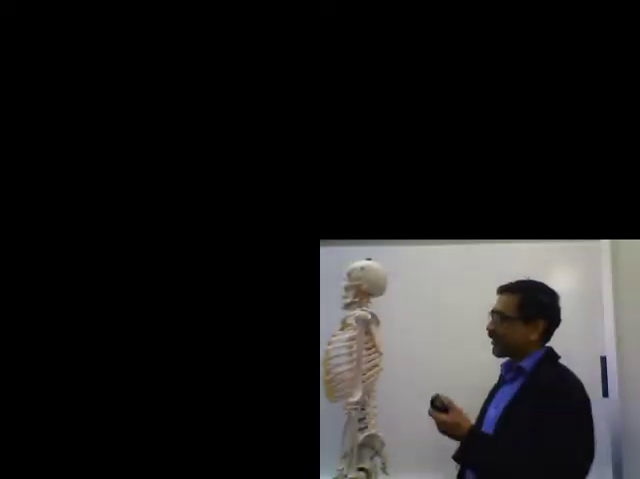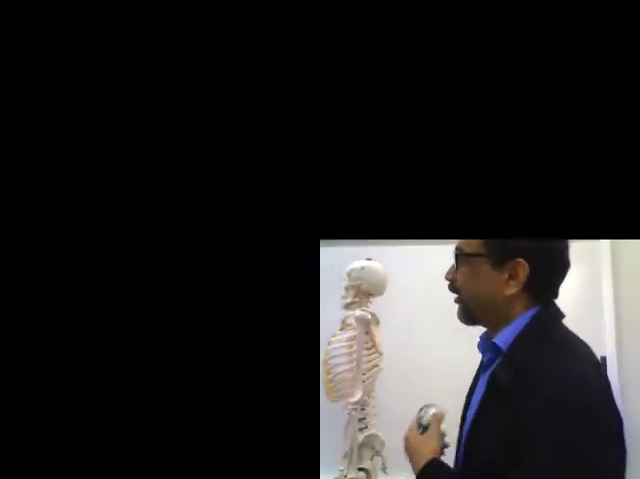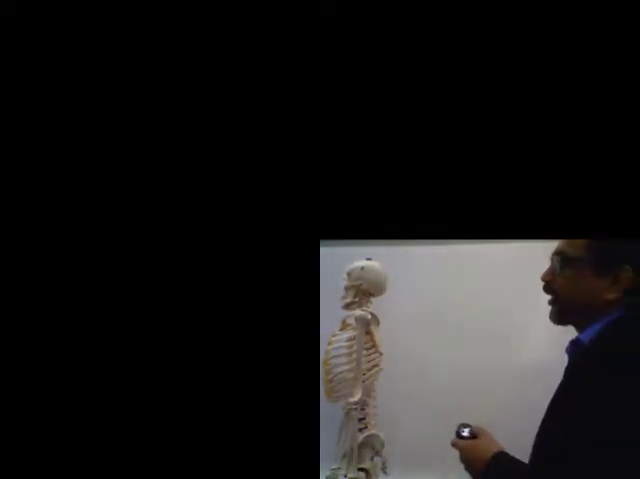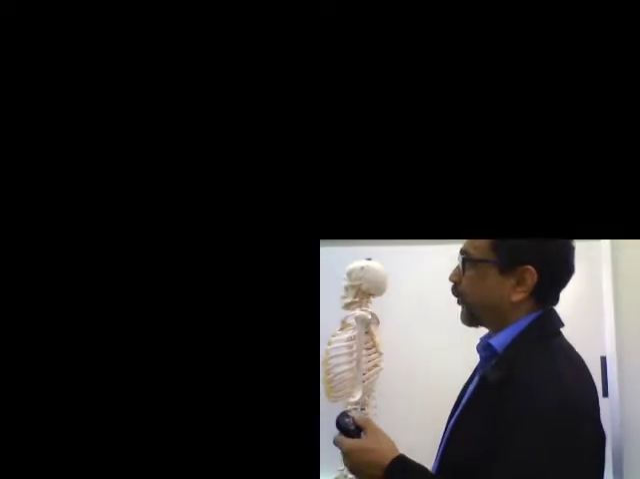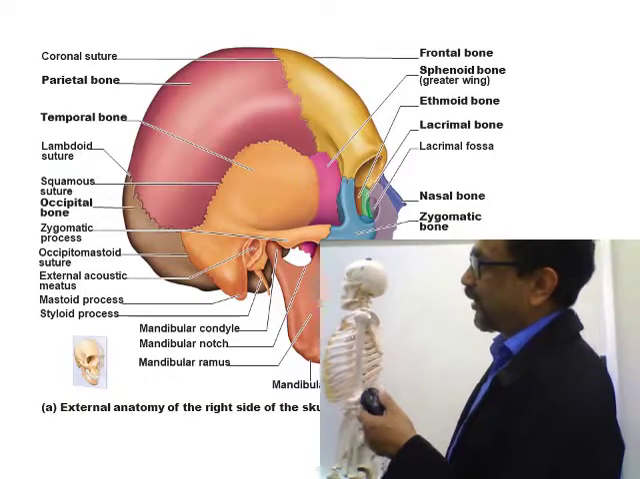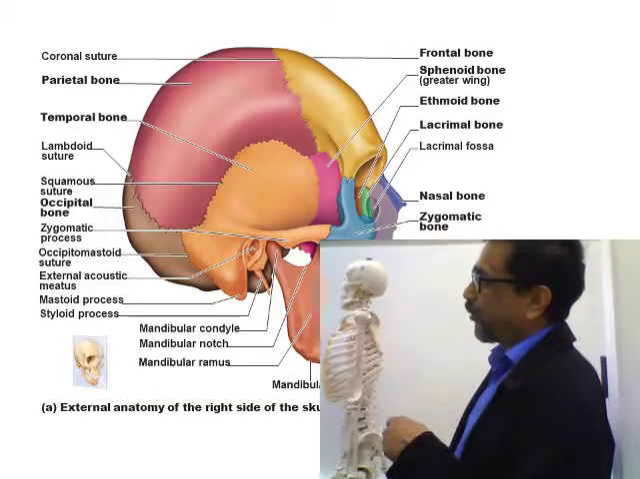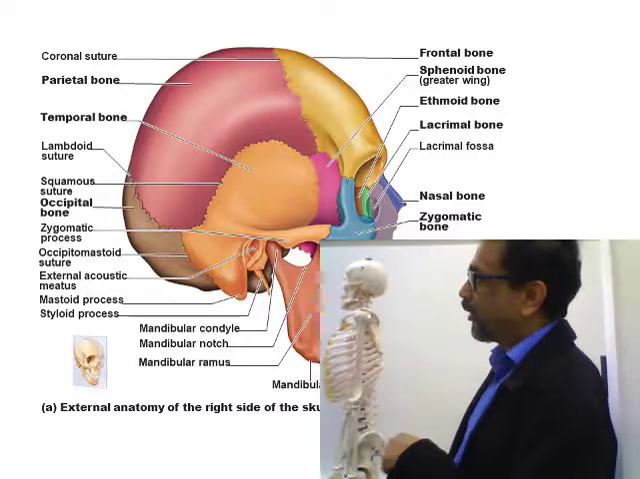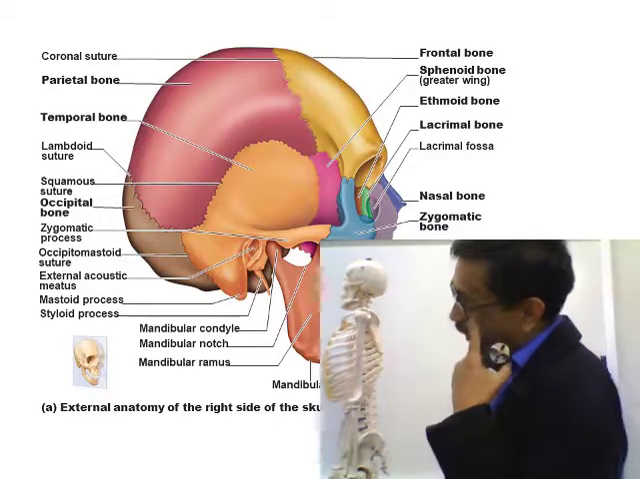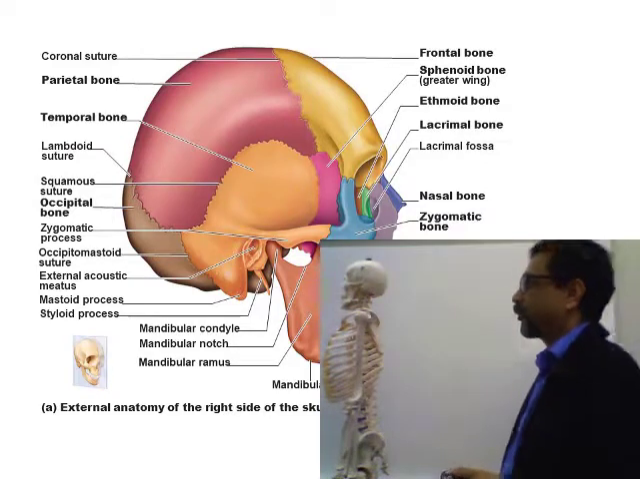Okay. Here in this picture, you see the side of the skull. So you can see some bones better here in this picture. So let's see. You see the coronal suture connects the frontal and parietal. You see the squamous suture, parietal above and temporal below. You see the lambdoid suture, parietal in the front and occipital in the back, right?